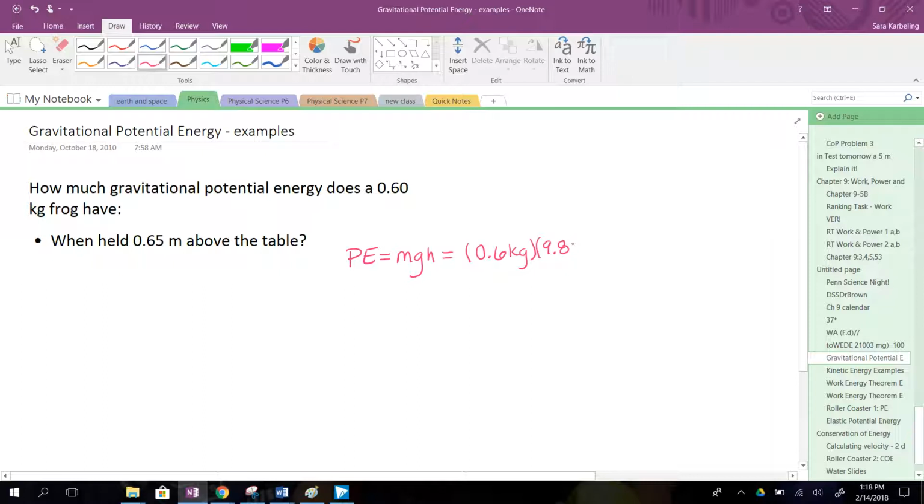Do we use 9.8 or 9.81? Okay, I can never remember. I'm sorry. My physical science class does the opposite, and so I can never remember which one is for which thing.